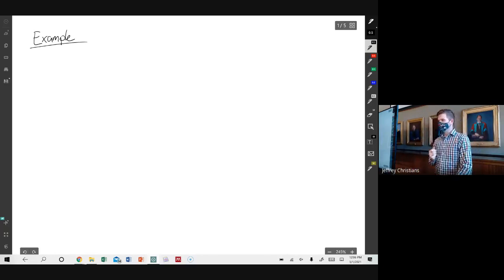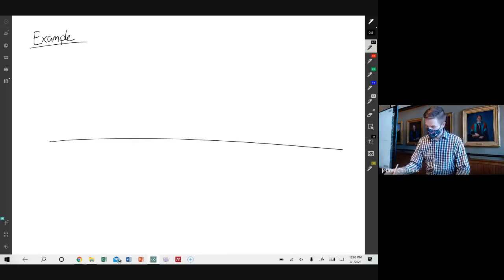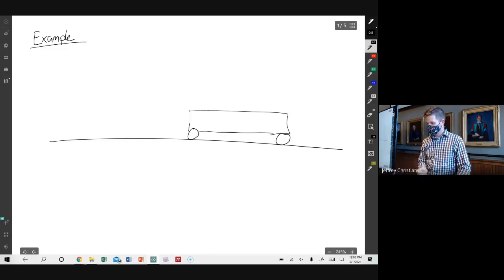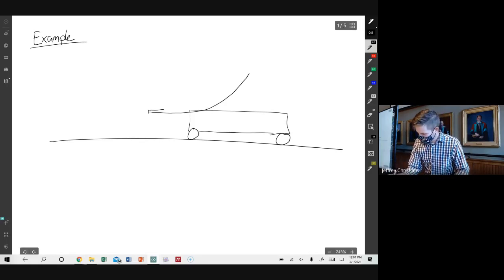Again, this may help you as you continue to work on your homework. So let's say we have a system that looks like this. We have the ground, there's a little car rolling along, and on top of this car, it has a scoop on the front. So this is our... and I'll color that in.